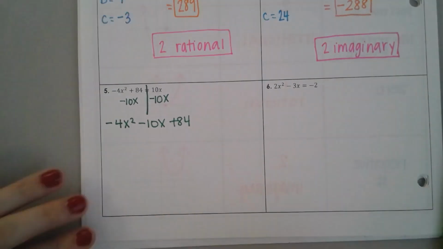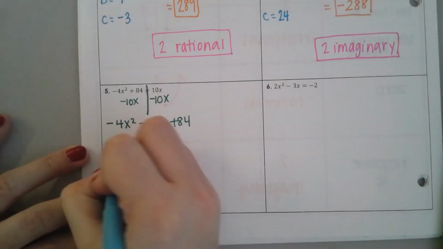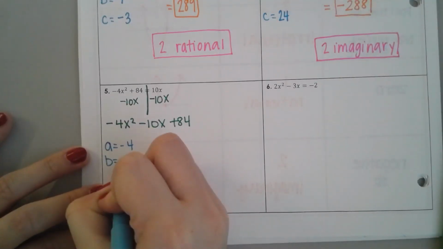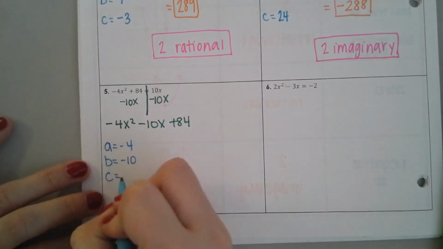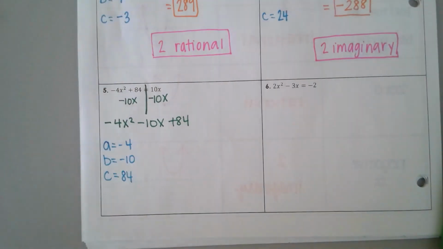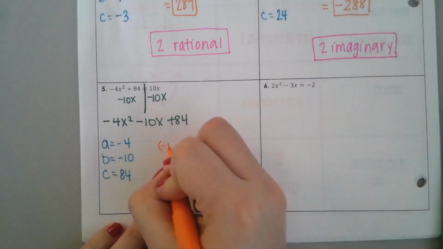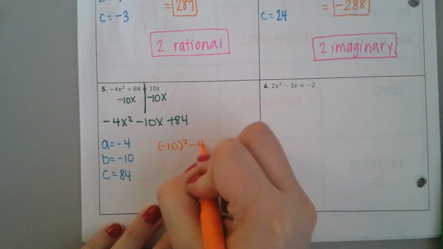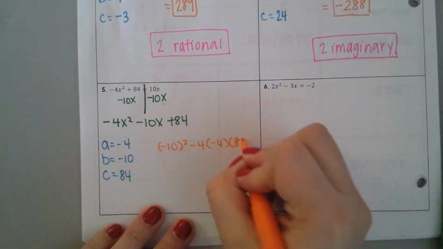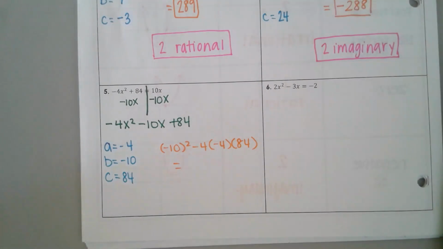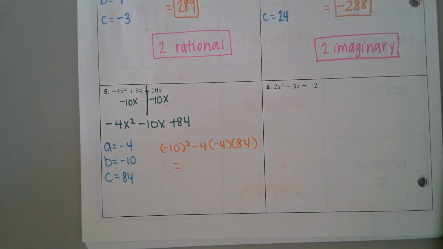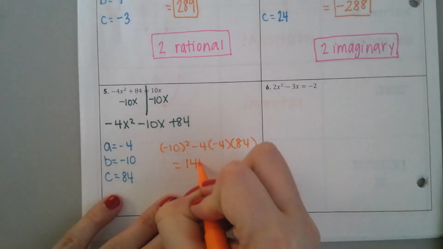So B, negative 10, C, 84. So I wrote out my formula. Now type it into your calculator. And you get 1,444.